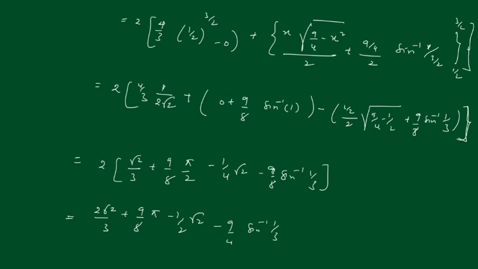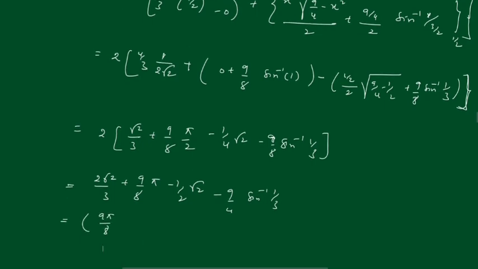So the final value is equal to 9 pi by 8 minus 9 by 4 sin inverse 1 by 3 plus root 2 by 6 square units, is the required answer, right? So it is the required area.